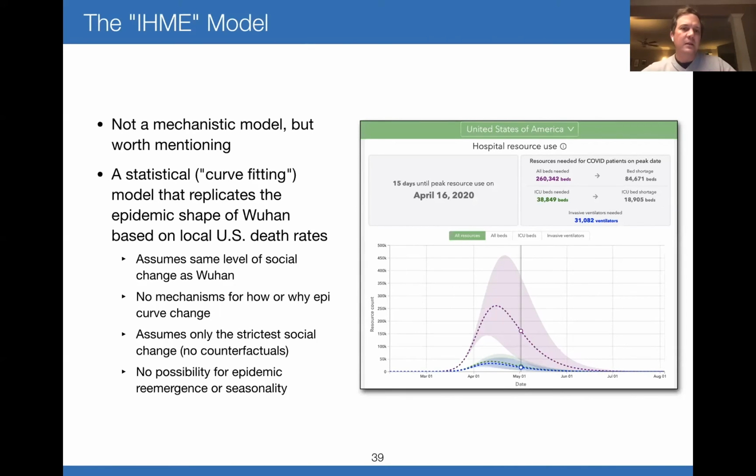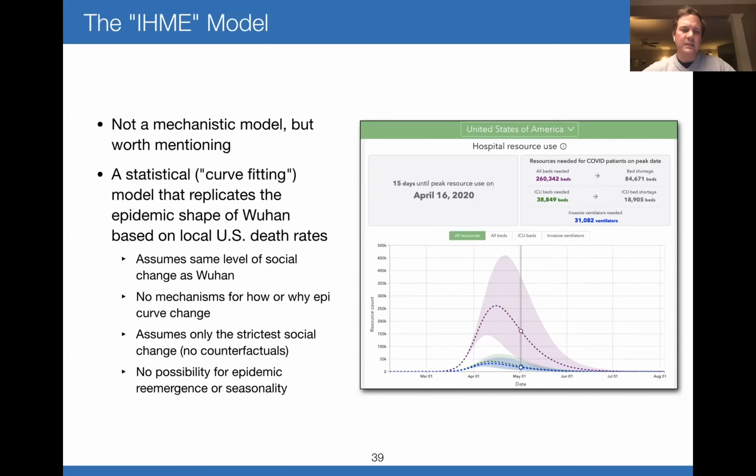And finally, we should talk about the IH&E model, which came out in the news over the past few days, which is not a mechanistic model of the form that I've been talking about, but a statistical model that replicates the epidemic shape of what happened in Wuhan, but it's fitted to local US death rates. So kind of like what gets things going at the start. And everything in this model assumes the same level of social change as what happened in Wuhan. That's probably extreme and not realistic.